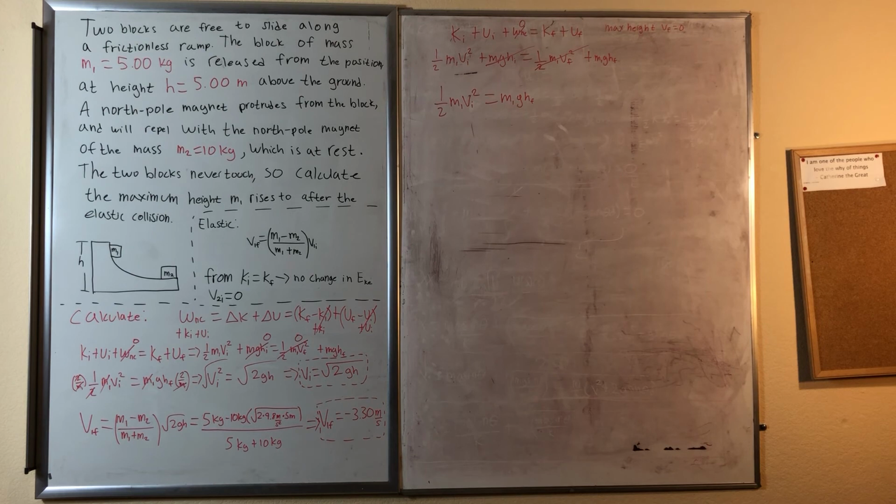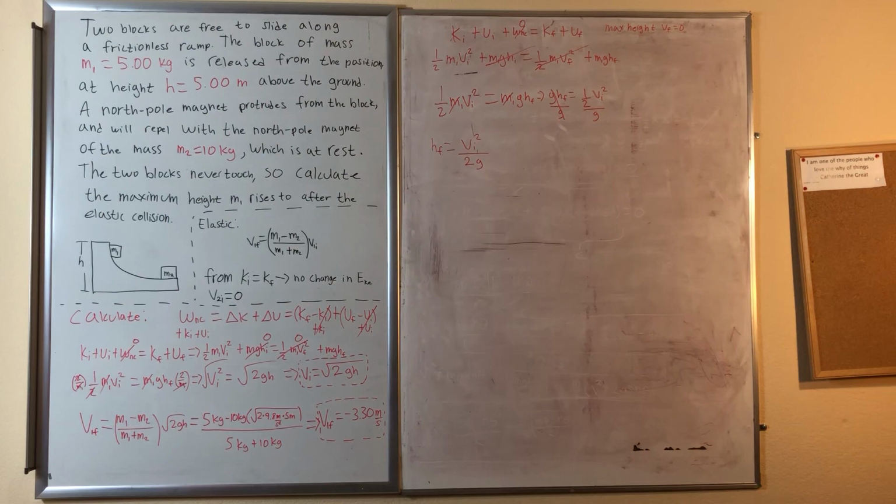This leaves 1/2 m sub 1 times v initial squared equals m sub 1 times g times h final. M sub 1 is on both sides, so can cancel those out to get g times h final equals 1/2 times velocity initial squared. To solve for h, divide both sides by g and cancel on the left side to get h final equals v initial squared divided by 2 times g.